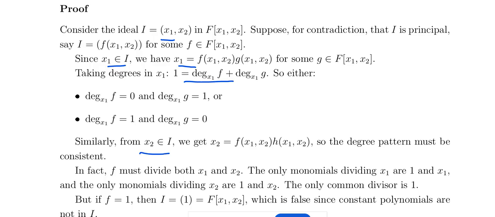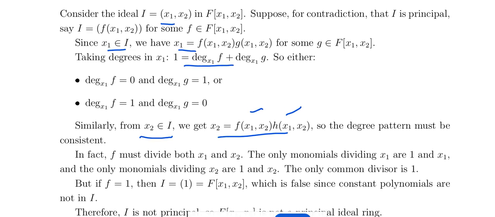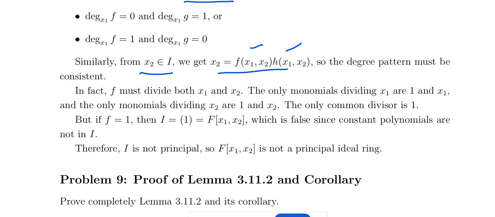So the same way, x2 belongs to I, x2 equals the product of f of x1, x2 and h of x1, x2. So the degree pattern must be consistent the same way. So f must divide both x1 and x2. The only monomials dividing x1 are 1 and x1, and the only monomials dividing x2 are 1 and x2. So the only common divisor is 1.